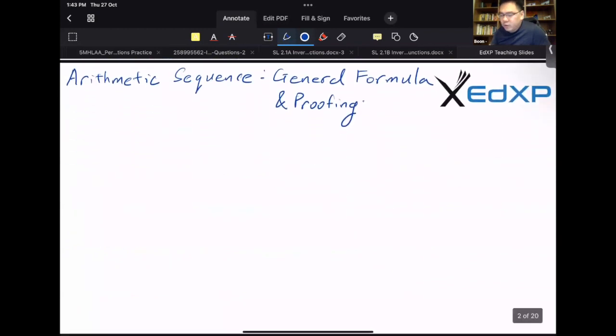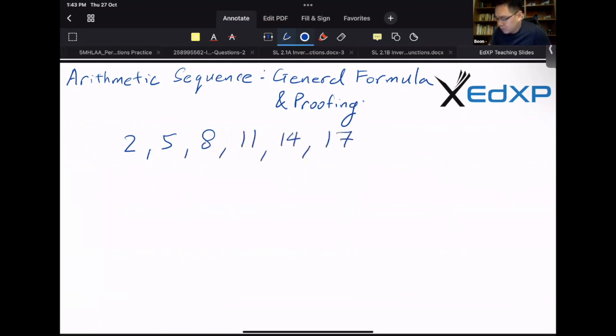The first thing we need to know about the arithmetic sequence is the general formula, and what really makes an arithmetic sequence. Let's say I have an arithmetic sequence over here, and I tell you this is an arithmetic sequence. Some of you might have learned this before in your younger days in school, but in the IB syllabus, we officially learn the general formulas for this pattern. The first thing we notice is actually there's a first term over here.